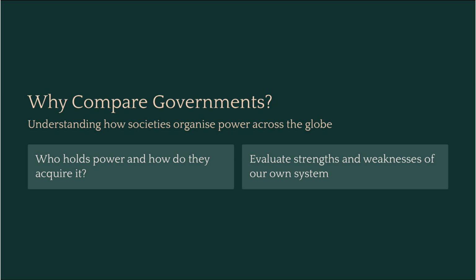Have you ever wondered why some countries have kings while others have presidents? Or why some nations have strict laws dictated by religion while others vote on every single issue? To understand our world, we have to look at the blueprint of power. Today, we are breaking down the massive, complex machine of global politics.